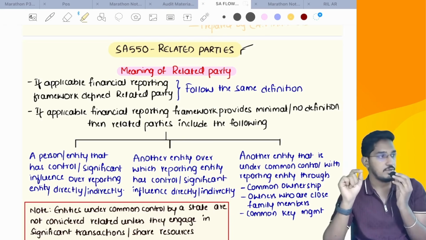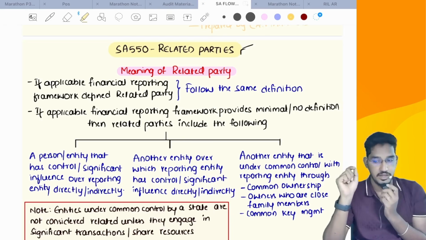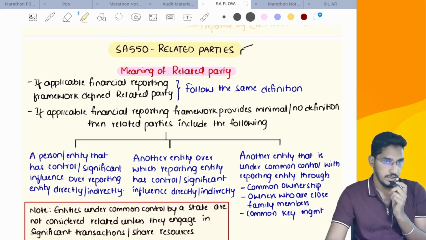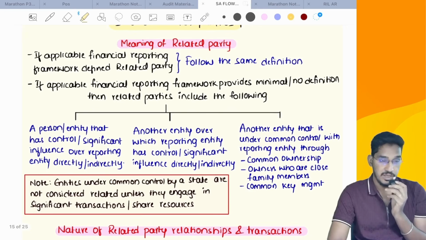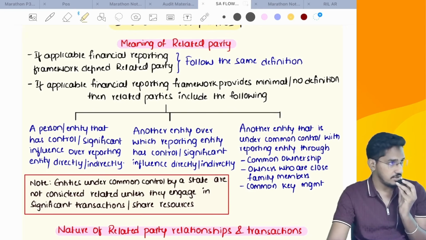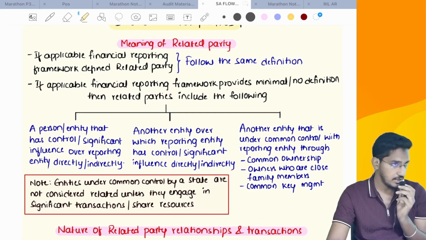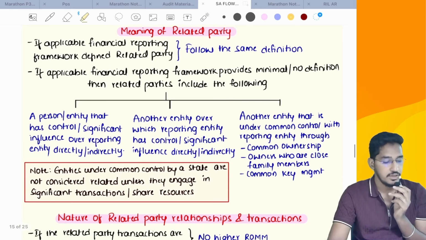In case the applicable financial reporting framework does not define the term related party, then follow the definition we are giving in the standard. If the applicable financial reporting framework defines it, follow that definition. If it doesn't define the term related party, then SA 550 has given the definition, and that definition you are supposed to follow.